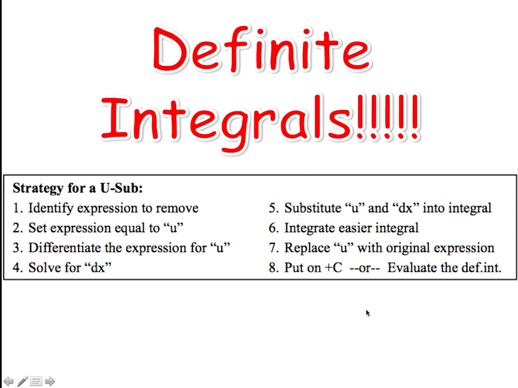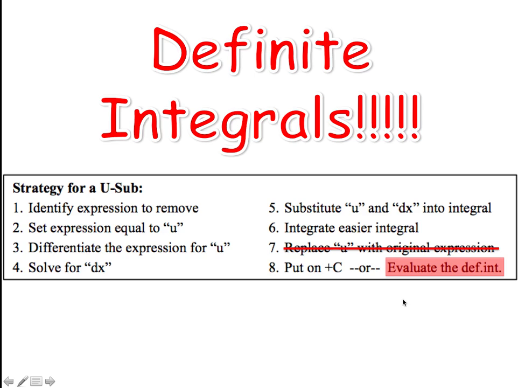Now, before we get to examples 7 and 8, we have to realize that examples 7 and 8 deal with definite integrals. In other words, if you look at them on your paper, they have an upper and a lower bound. So in this case, we're going to stick with the same 8-step strategy, but at the 8th step here, you notice we can do either one or the other. Up until now, we've done this on the 8th step. For these next two examples, we're going to do this. We're going to evaluate the definite integral.